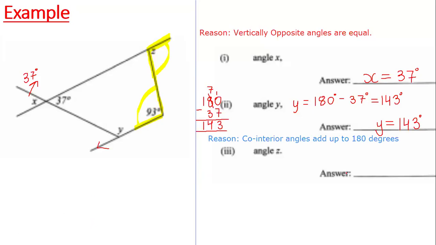All right. So Z is equal to what? 93 degrees. Z is equal to 93 degrees, and that's our answer for this one. Did you get that? Y'all finish writing this down?